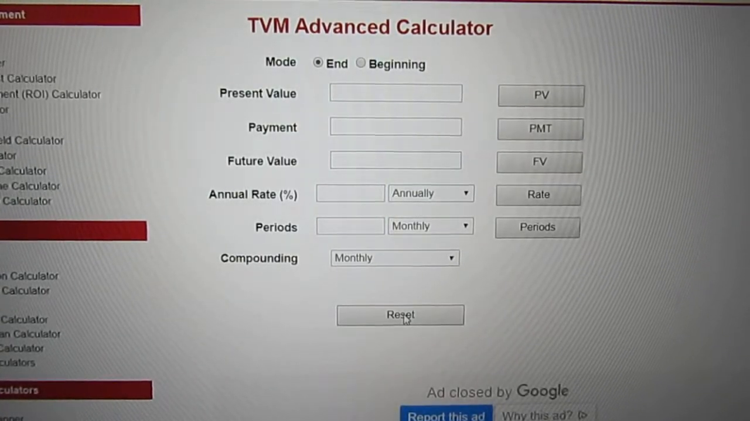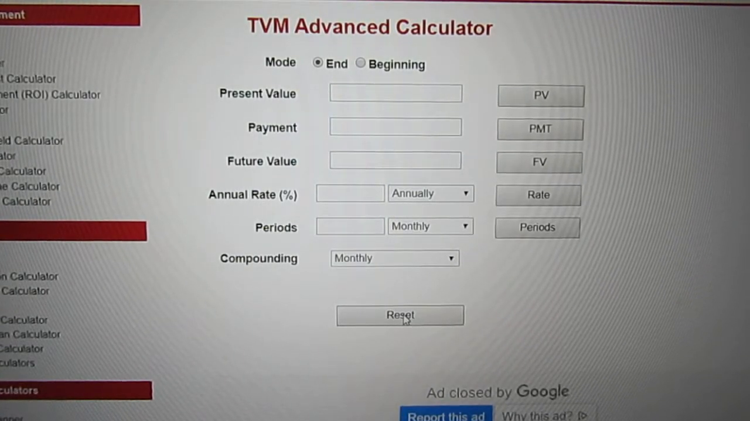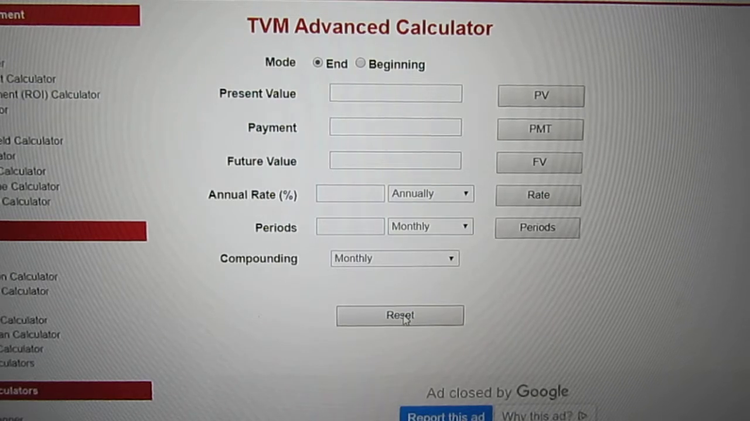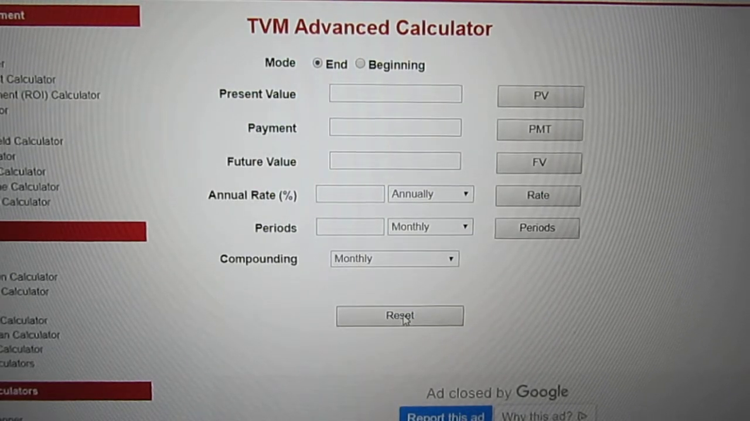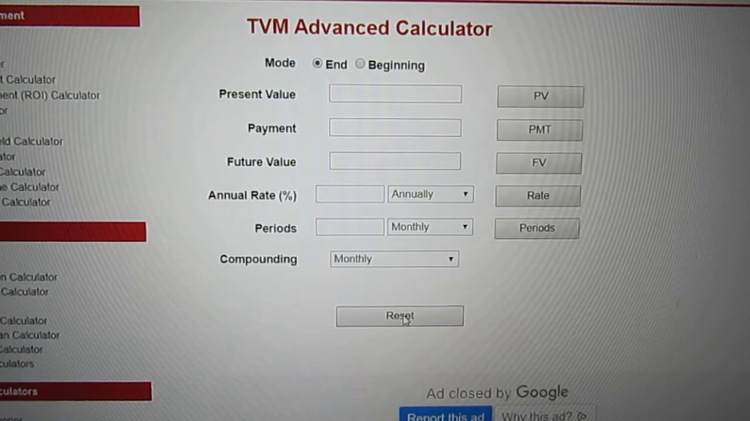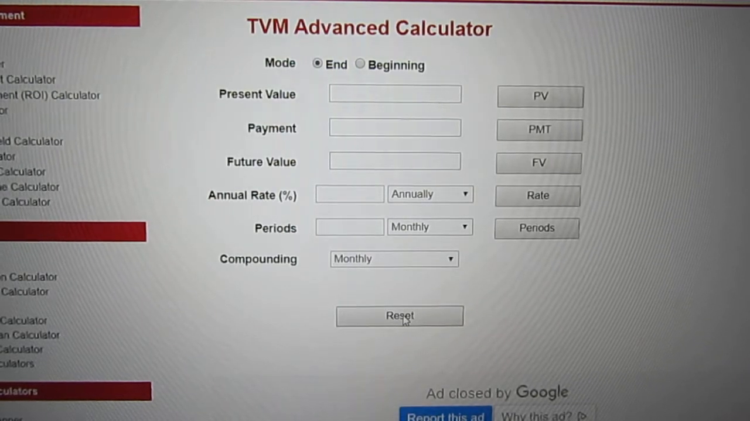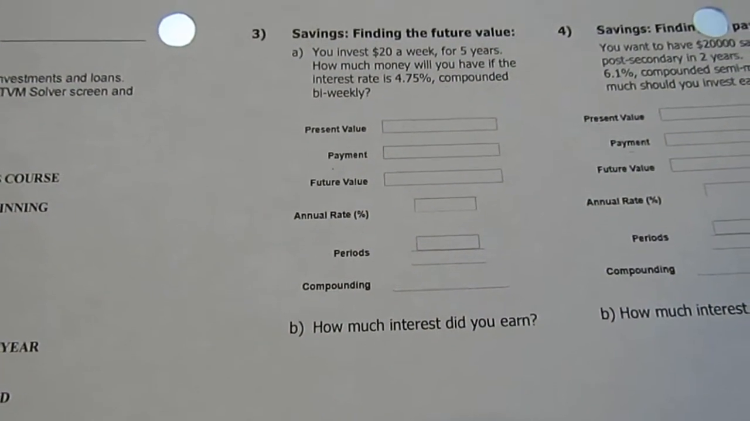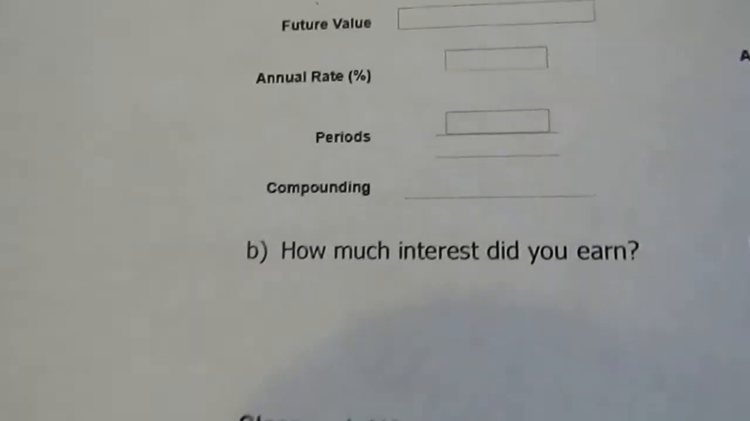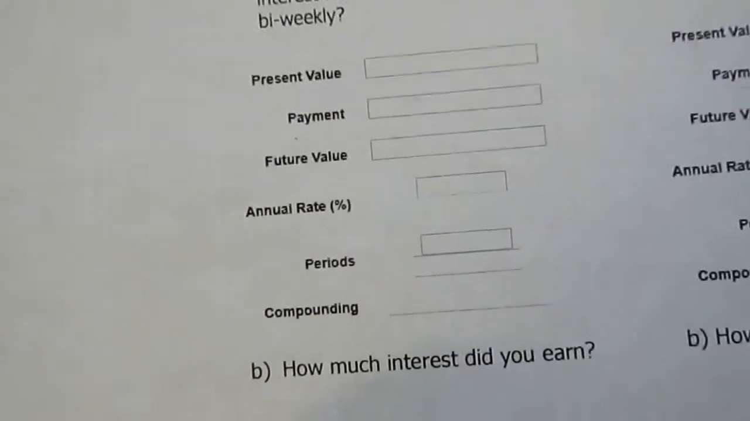In this video, we'll look at how to work with annuities online using the TVM solver, and these examples will cover future value. I recommend you watch the annuities online video for present value first. Nevertheless, here is our first problem right off your sheet. Question 3. It's savings, so it's for the future. Find the future value.